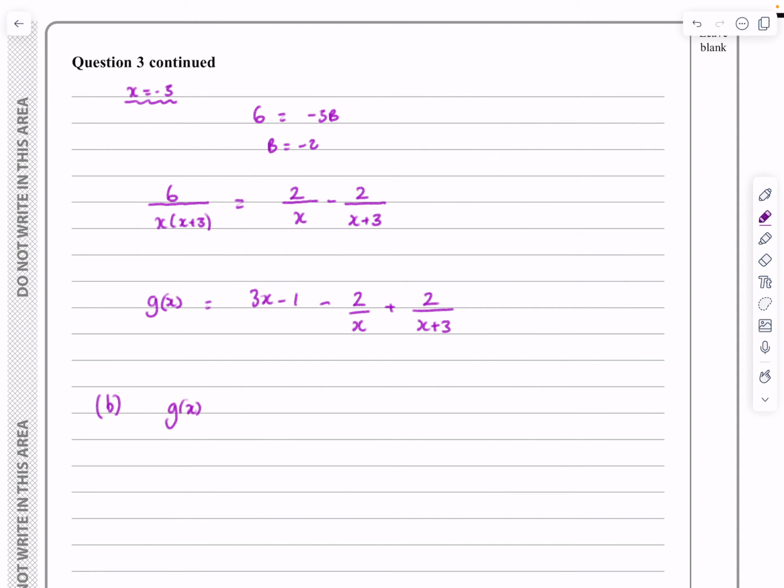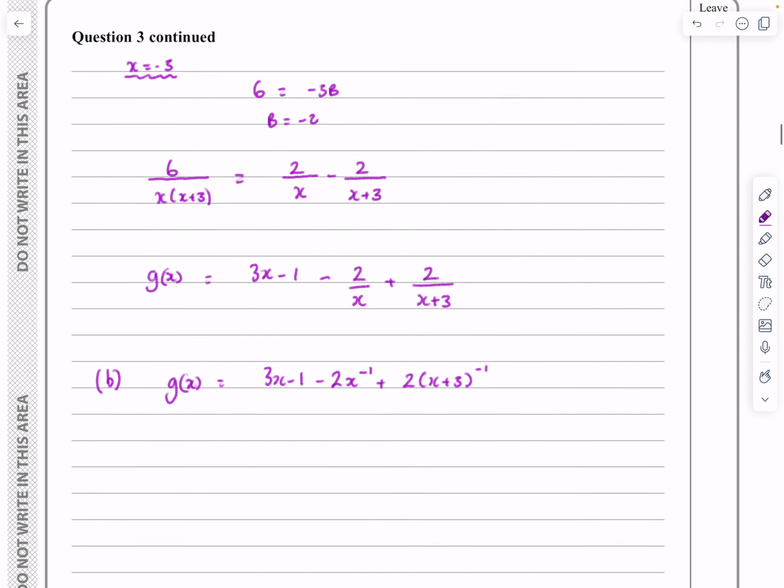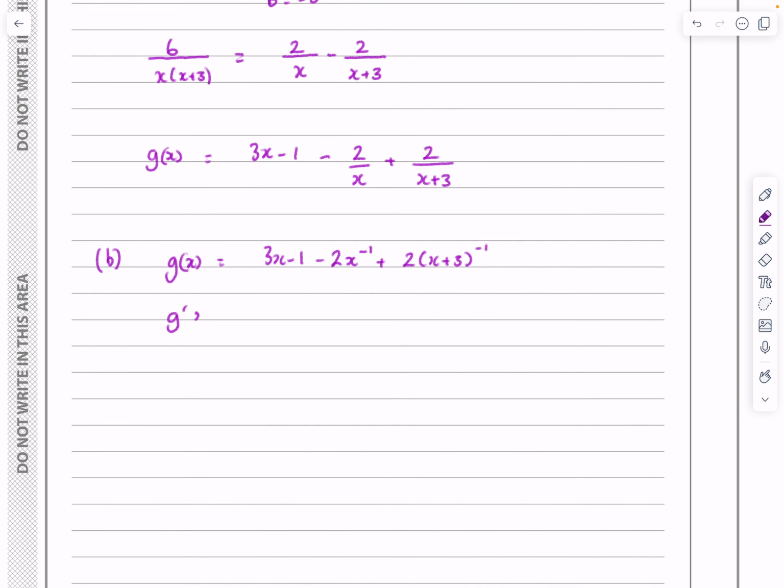If g(x) is this, 3x minus 1 minus 2, I'm going to call that x to the minus 1, plus 2 (x plus 3) to the minus 1, simply because for part B, I need to differentiate it. So if I'm going to differentiate this, differentiating 3x is 3, differentiating the 1 disappears. Remember, you're multiplying by the power, taking 1 off the power. So multiplying by minus 1 makes plus 2x to the minus 2.